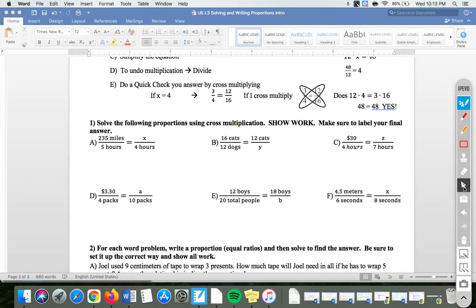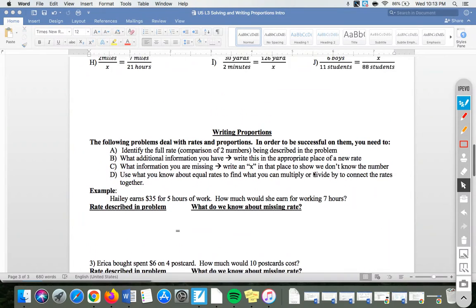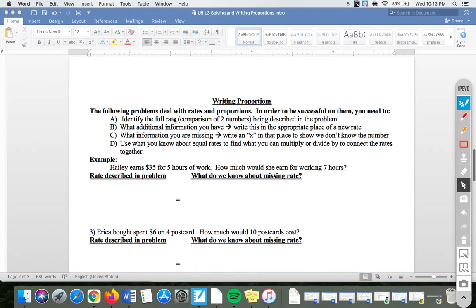If we then scroll back up, the other part of this is writing proportions. I also give some pretty detailed instructions here, so make sure that you read through those thoroughly, even after I go through this. So step 1 is you're trying to identify the full rate. You're going to be given a rate in this problem. It's not going to be a unit rate, because you can see in this first problem, it says $35 for 5 hours of work. That right there is a rate. It's saying $35 per every 5 hours that Haley works.